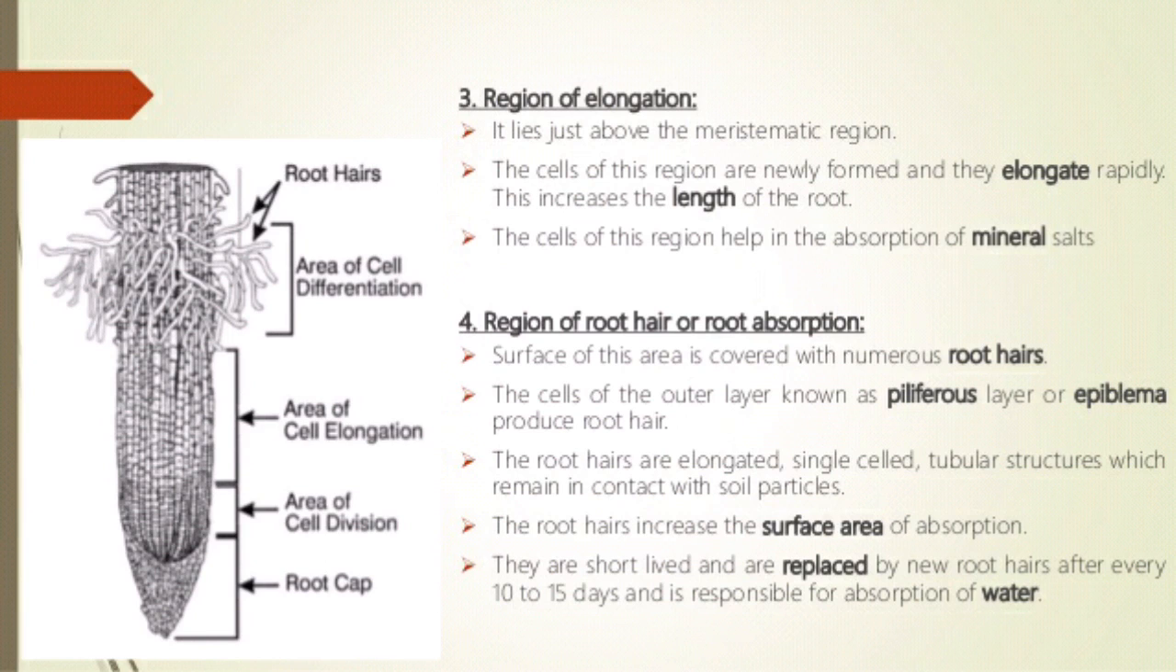Region of root hair or root absorption. The surface of this area is covered with numerous root hairs. The cells of the outer layer, known as piliferous layer or epiblema, produce root hairs. The root hairs are elongated single-cell tubular structures which remain in contact with the soil particles. The root hairs increase the surface area of absorption. They are short-lived and are replaced by new root hairs after every 10 to 15 days and are responsible for absorption of water.